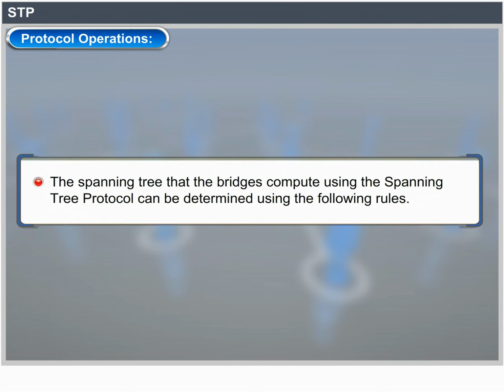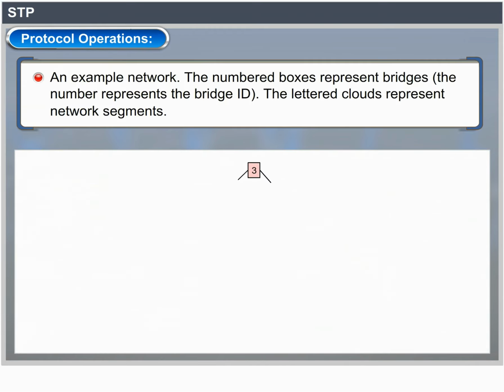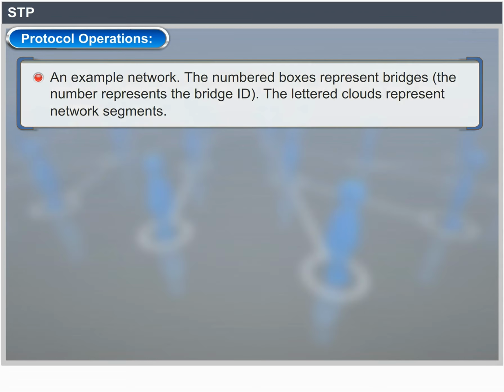The example network will be used to illustrate the rules, which are summarized below. In the example network, the numbered boxes represent bridges, that is, the number represents the bridge ID. The lettered clouds represent network segments. The smallest bridge ID is 3. Therefore, bridge 3 is the root bridge.